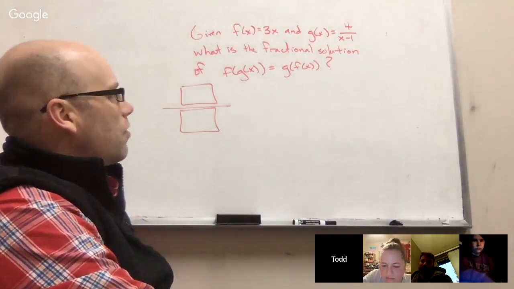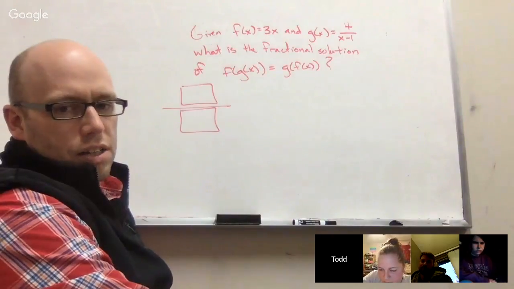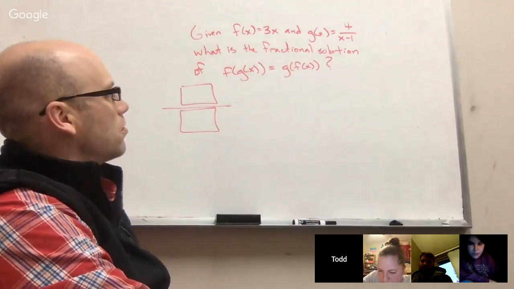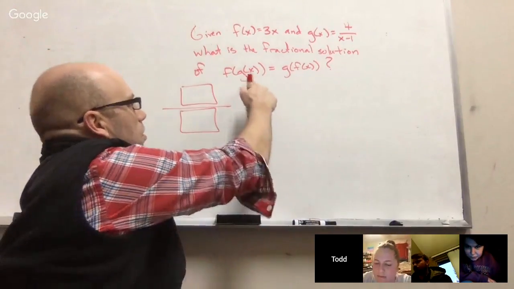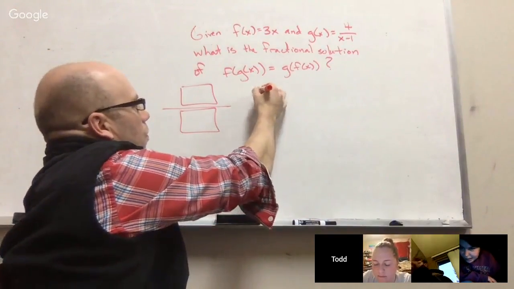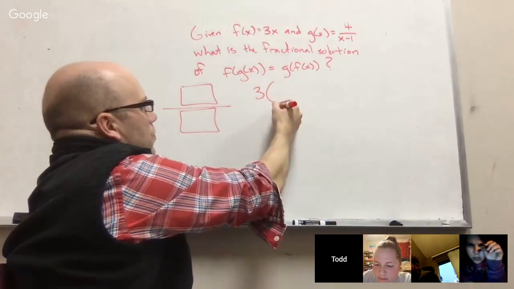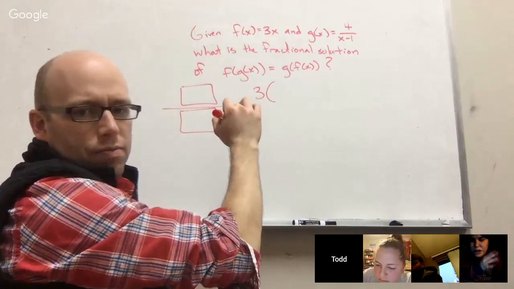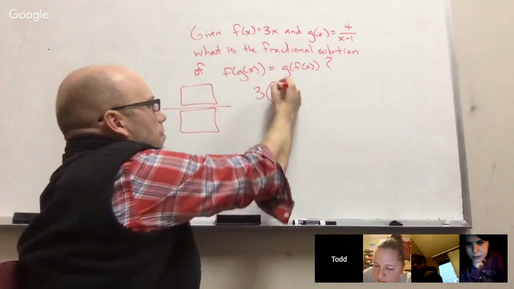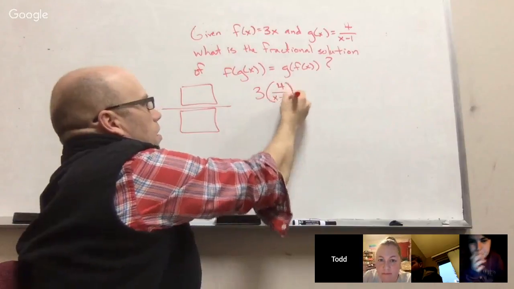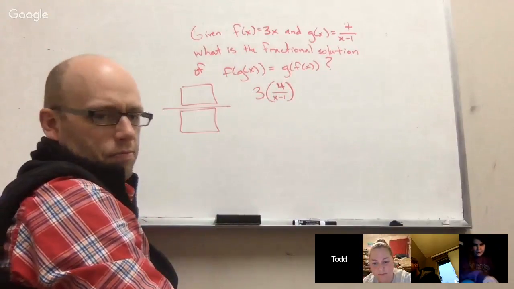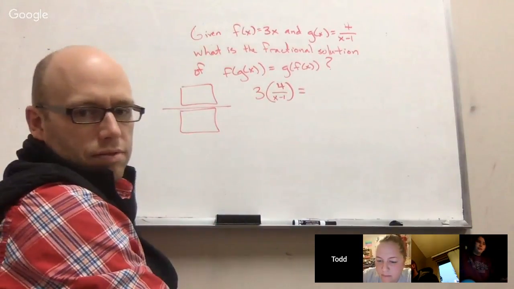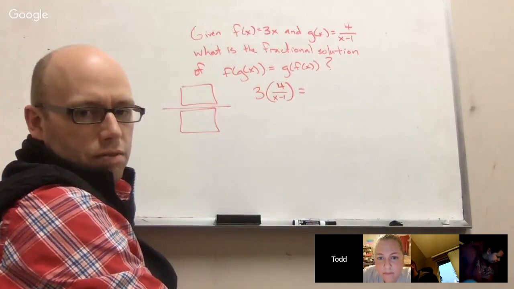So let's start with f of g of x. Alyssa, since this is your thing, do you want to tell us what f of g of x is going to be? All right, so f of g of x is going to be 3 times 4 over x minus 1. Correct me if I'm wrong. Anybody else? Looks pretty good to me. Yep.